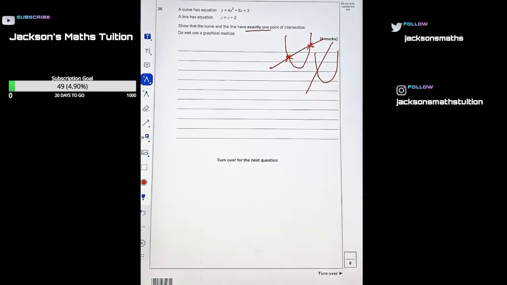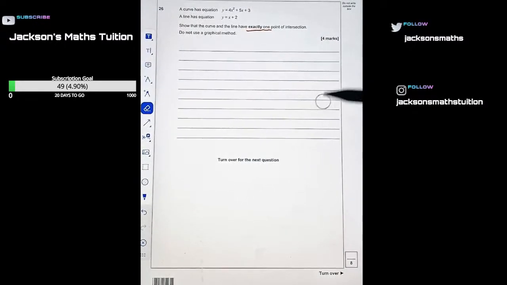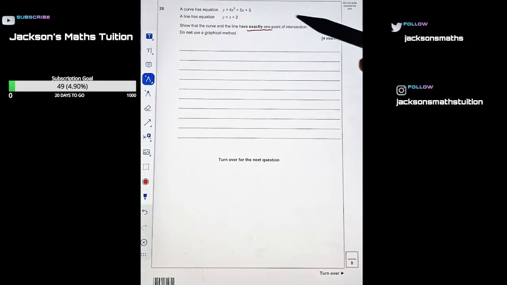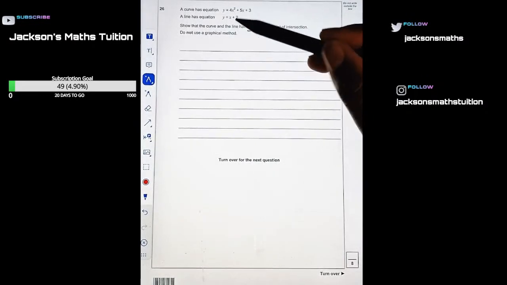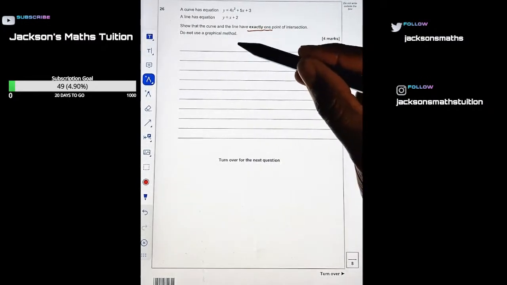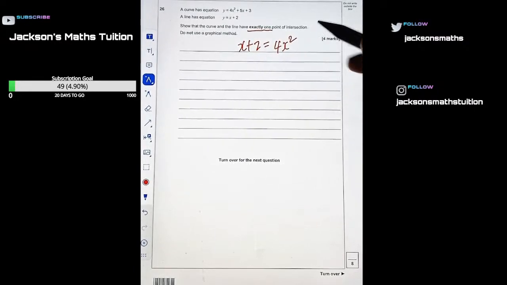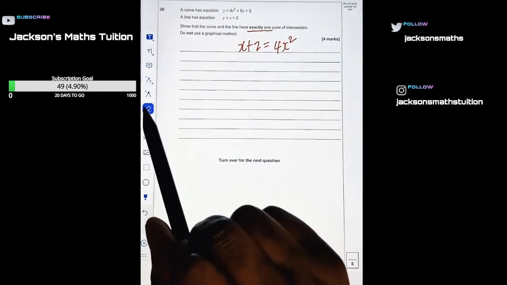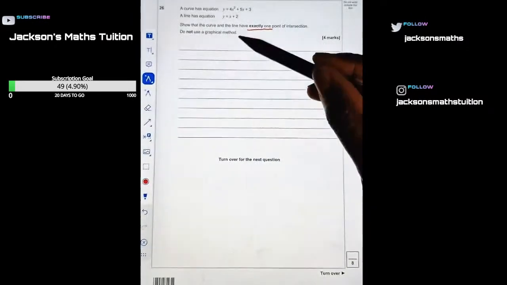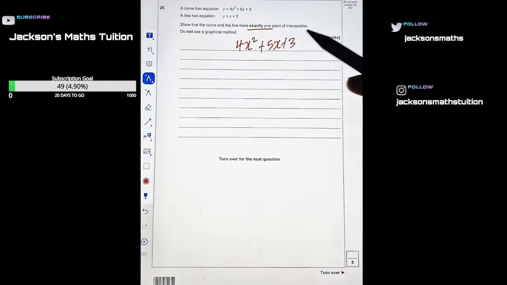Yeah, you could use the discriminant method too when you use the quadratic formula. But let's do completing the square. That's the method I'm going to use. Okay? So if these two are intersecting, then wherever you see y in your quadratic, you're going to replace it with x plus 2. So the equation is going to be x plus 2 is equal to 4x squared. Let me put it the other way around. It doesn't matter. Let's put it the other way around. 4x squared plus 5x plus 3 equal to x plus 2.